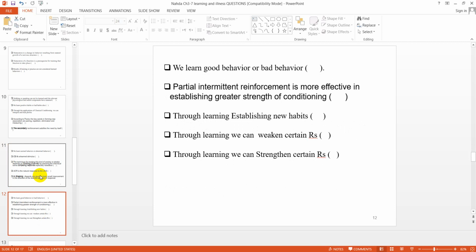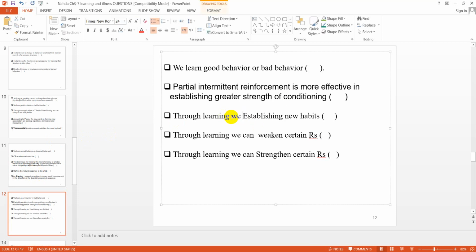We learn good behavior or bad behavior. Partial intermittent reinforcement is more effective in establishing greater strength of conditioning. Through learning, we can establish new habits.